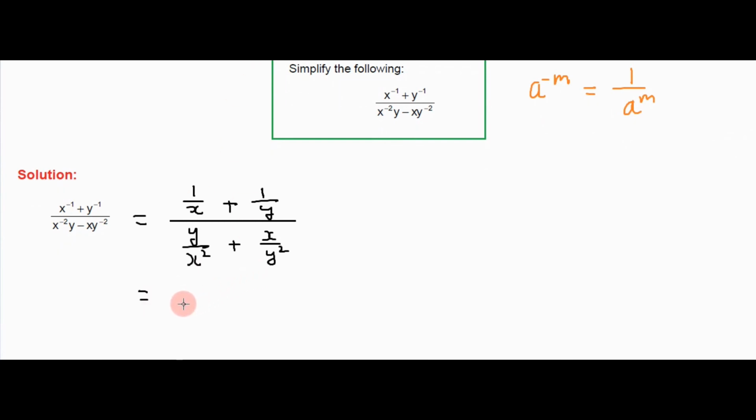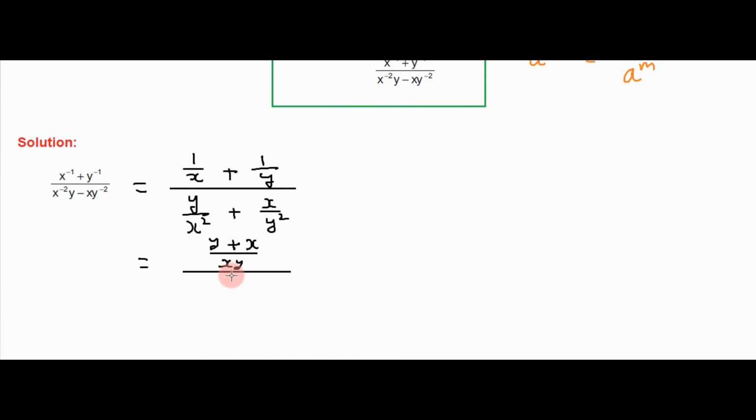Now we get both the numerator and the denominator as one fraction. So in the numerator, the LCD is xy. So xy, x into xy, y remains, times 1 is y. Y into xy, x remains, times 1 is x. We also write the denominator as one fraction. So the LCD here in the denominator is x squared, y squared. X squared into x squared, y squared remains, times y is y cubed. Then y squared into x squared, x squared remains, times x will give us x cubed.